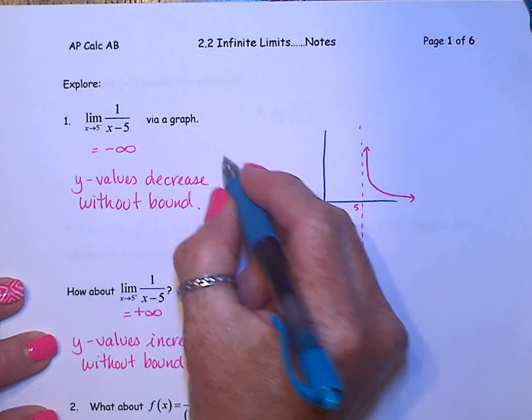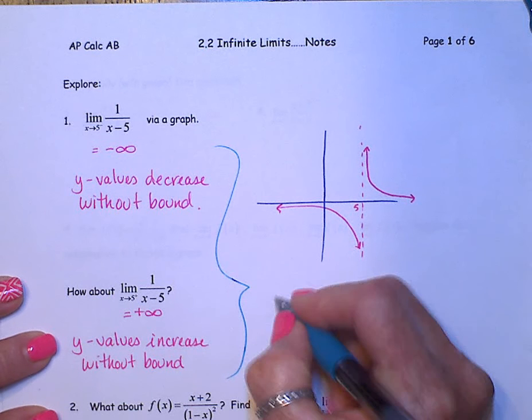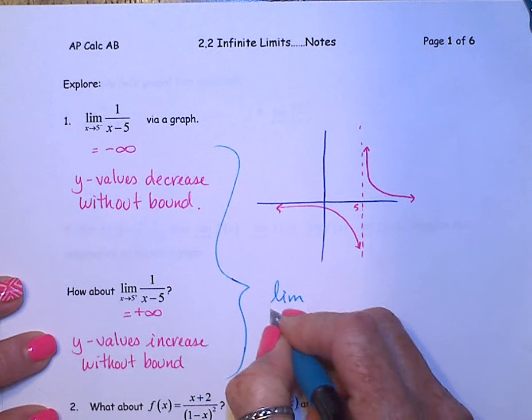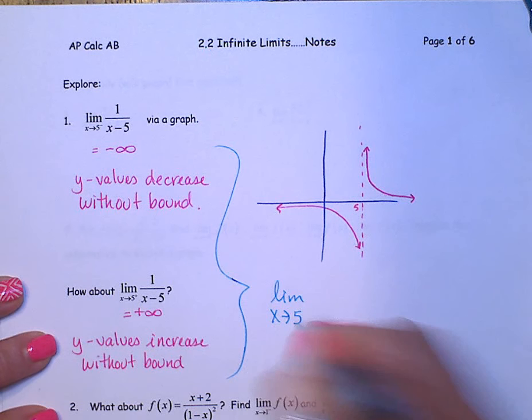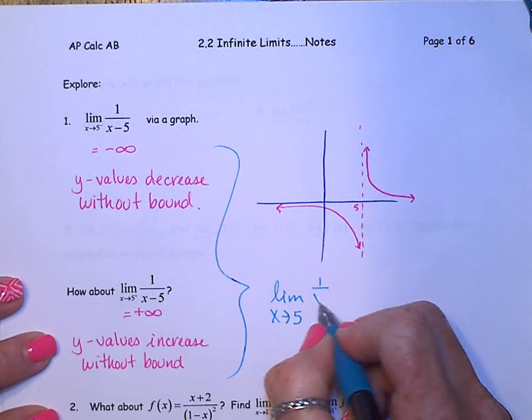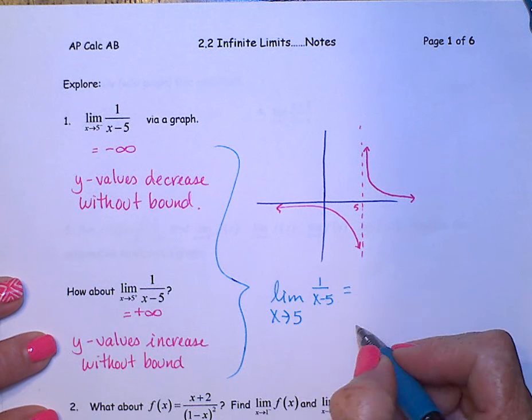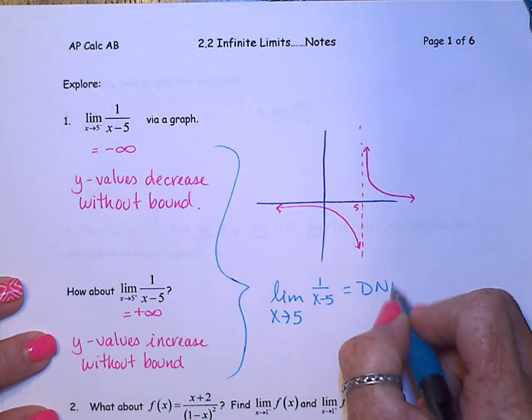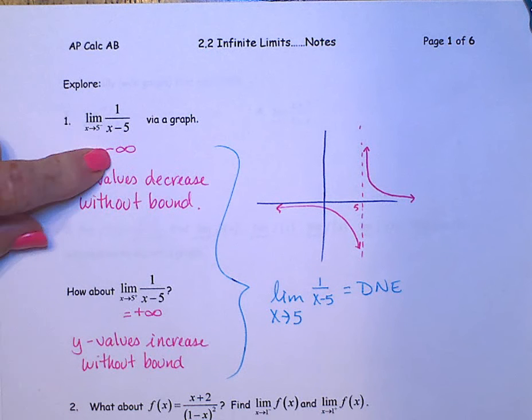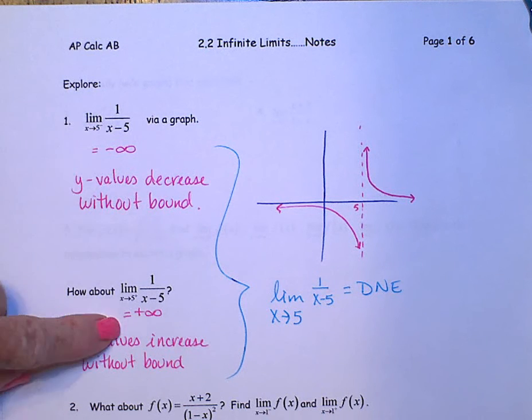Together then, we can say the limit as x approaches 5 in general of 1 over x minus 5 does not exist, because one side's going toward negative infinity and the other side going toward positive infinity.